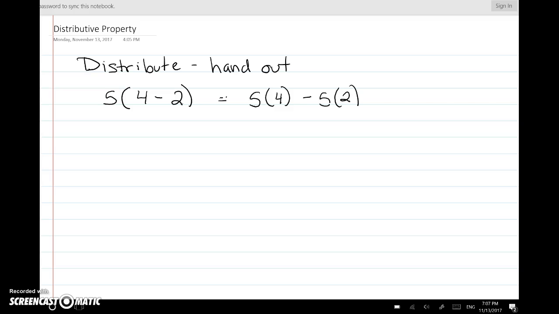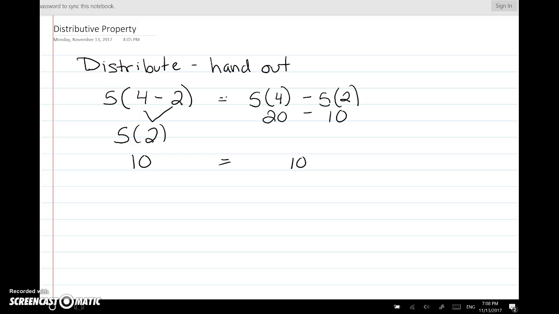If we follow order of operations, we work in the parentheses first. 4 minus 2 is 2, times 5 is 10. Here, 5 times 4 is 20, minus 10. 20 minus 10 is 10, and as you can see, they're equal to each other. So the distributive property works.